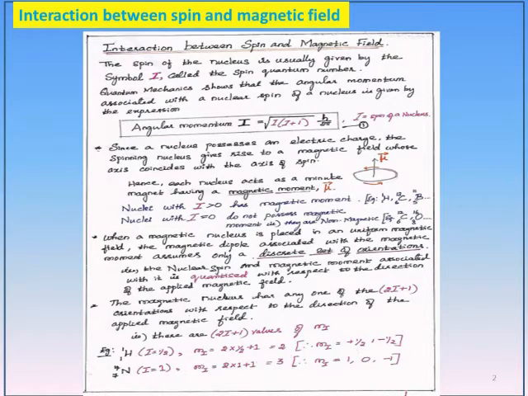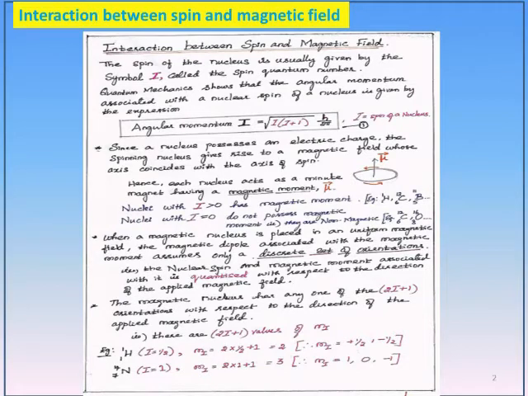So quantum mechanics shows that the angular momentum associated with the nuclear spin of a nucleus is given by the expression: angular momentum equals square root of I into I plus 1 into h divided by 2 pi. To differentiate the nuclear spin from the angular momentum, I have given the nuclear spin I in italics.